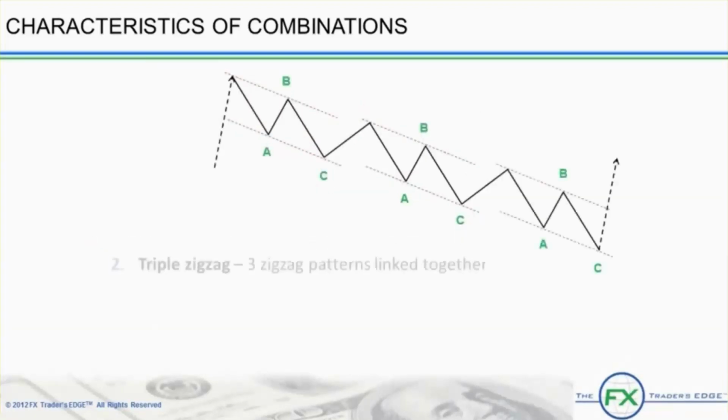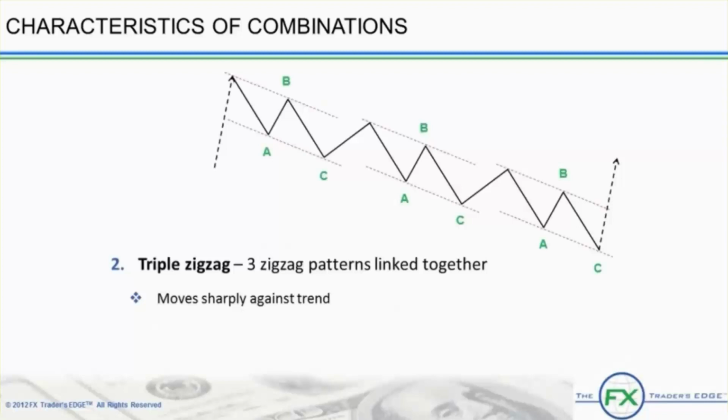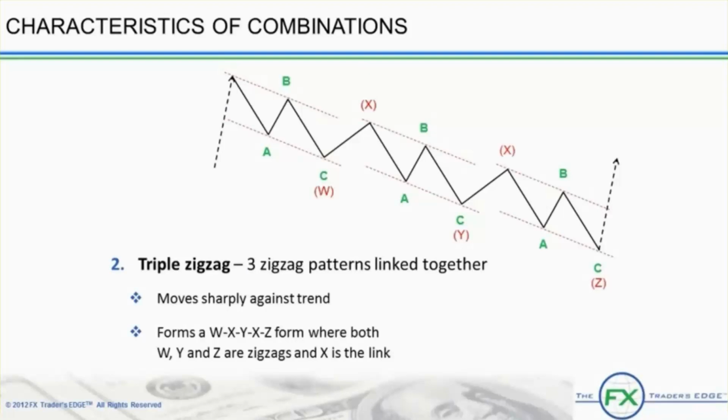The triple zigzag also moves sharply against the trend. It is 3 zigzag patterns linked together. It forms a WXYXZ form, where W, Y, and Z are zigzags and X is the link.